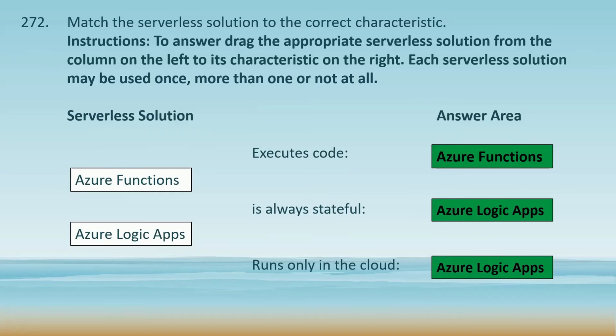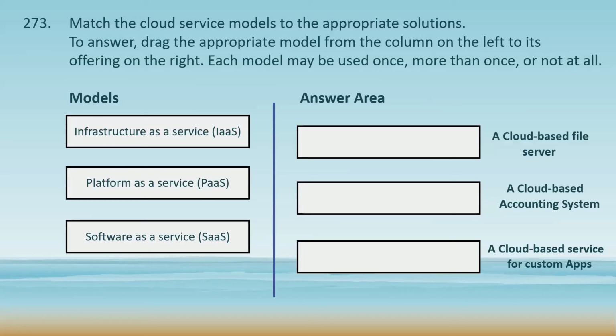Let's look at the next question. Match the cloud service models to the appropriate solutions. This is similar to what you saw just now. However, here we are talking about cloud service models and you need to map them to the appropriate solutions. And the models given are infrastructure as a service, platform as a service, and software as a service. And the solutions given are a cloud-based file server, a cloud-based accounting system, and a cloud-based service for custom apps.